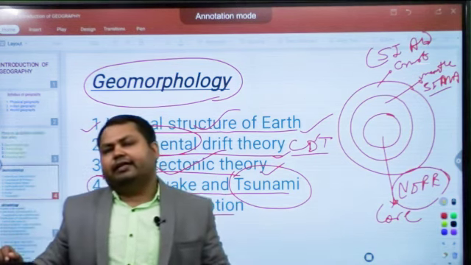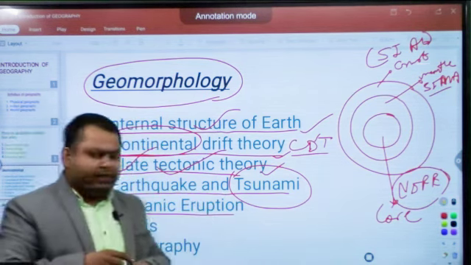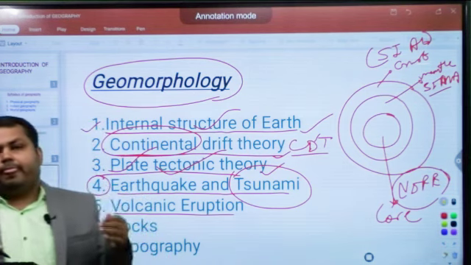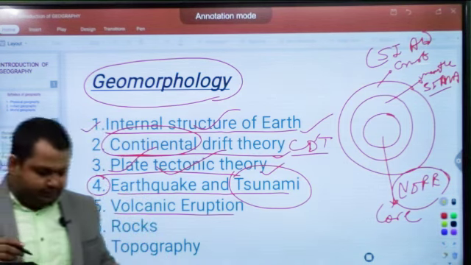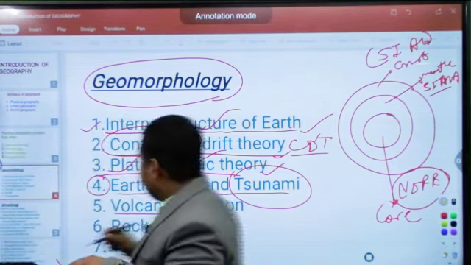And during volcanic eruption, there can be two types of volcanic eruptions. One as fissure and the second as central.